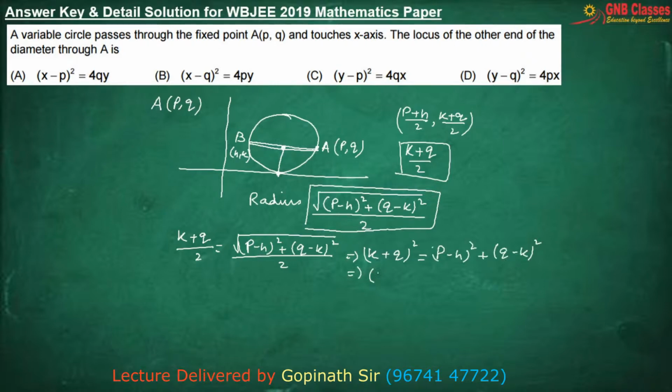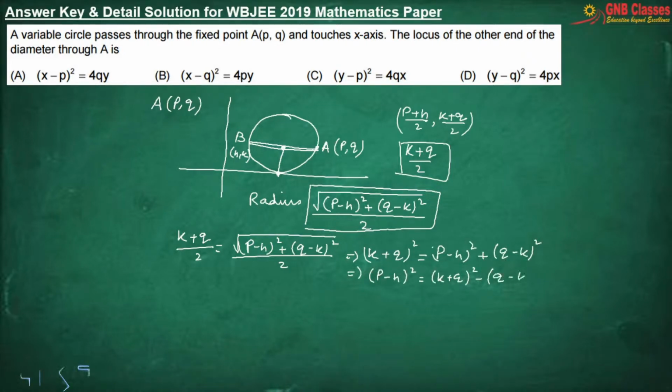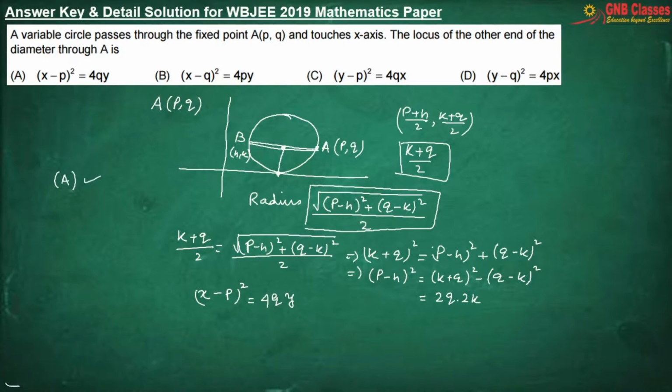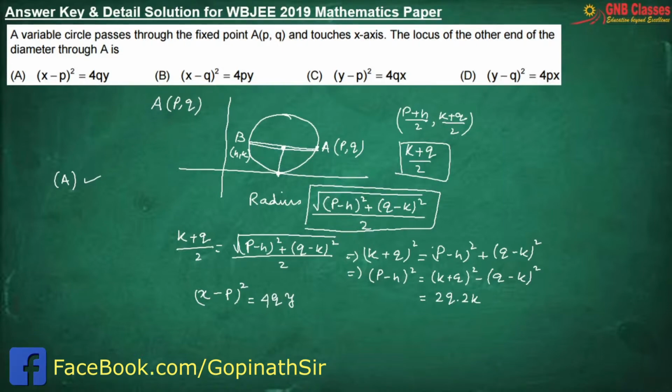So from here we can write that equals to, therefore the equation of the locus. Is it clear? Therefore our option A is the correct one. This is again a problem from the easier side. Let us move for the next problem.